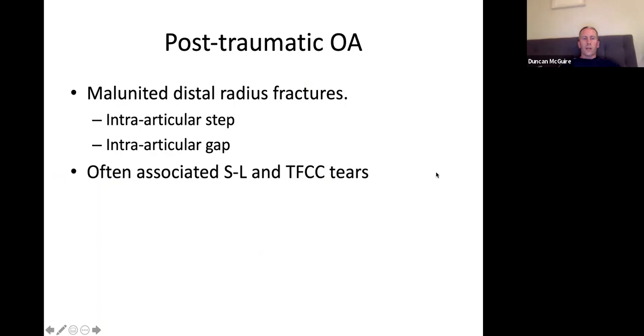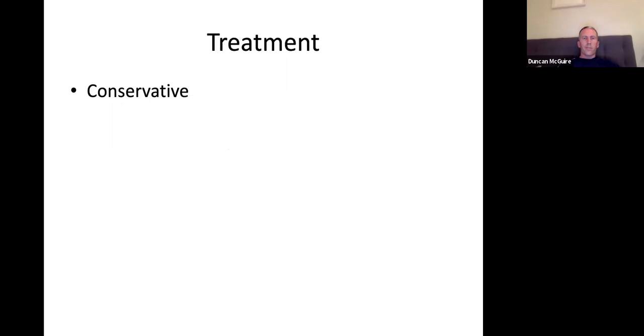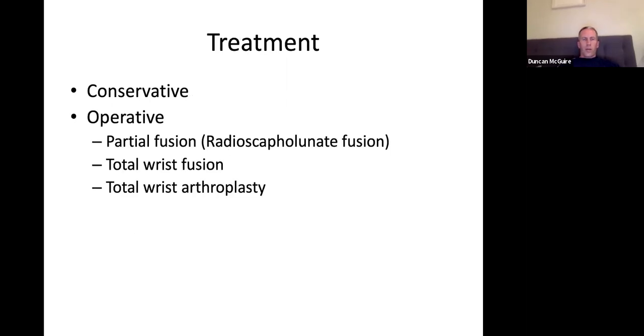It's often associated with scapholunate and TFCC tears as well, so you bear that in mind, which may need to be addressed at the same time. And really carpal fractures can cause this. Carpal fractures, apart from the scaphoid, are very unusual, but occasionally we do see lunate fractures, which can then cause post-traumatic arthritis. So again, initial treatment would be conservative. When that fails, then operative.